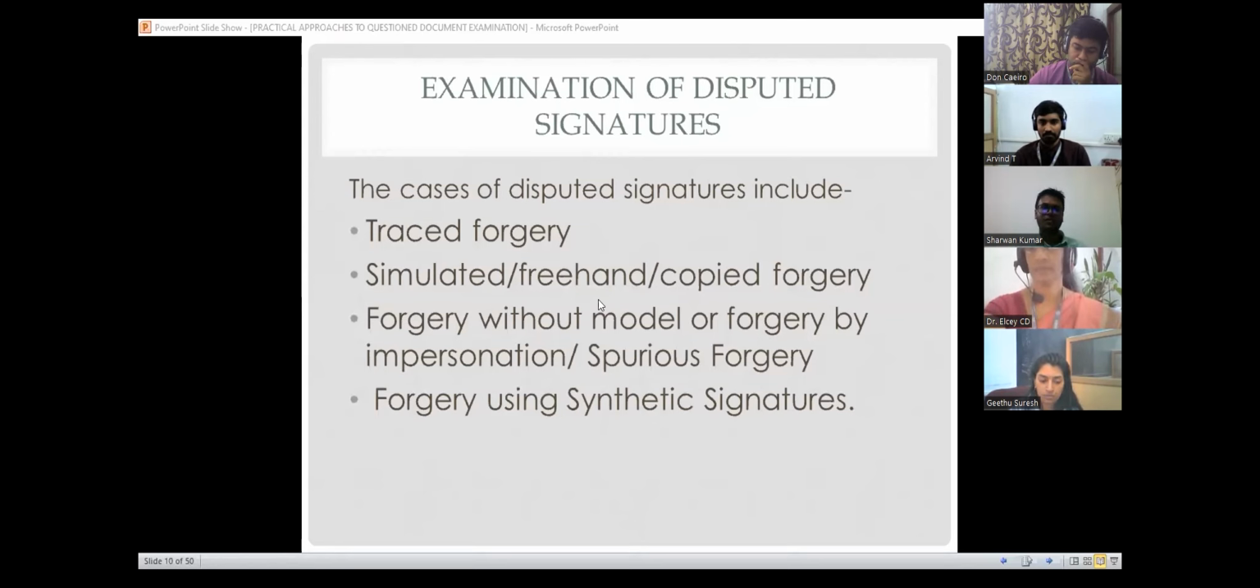What are the nature of cases which are examined in the category of disputed signature? Mainly, we see the different types of forgery when we examine the disputed signature.